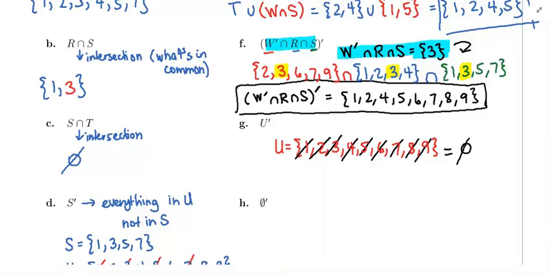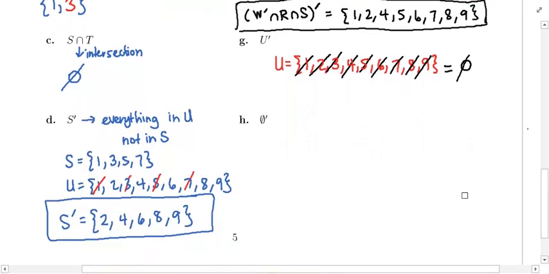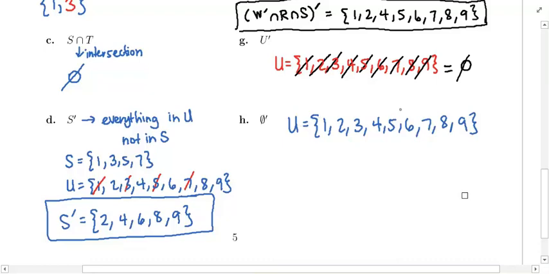The last one, part H, is asking for the complement of the empty set. So again, remember how complements work. You've got to start with the universe. The universe here, numbers 1 through 9. So if you're finding the empty set complement, that means go to the universe and take out every object in the empty set. Well, the empty set doesn't have any objects, so you can't really take anything out. So you just get left with the universe.